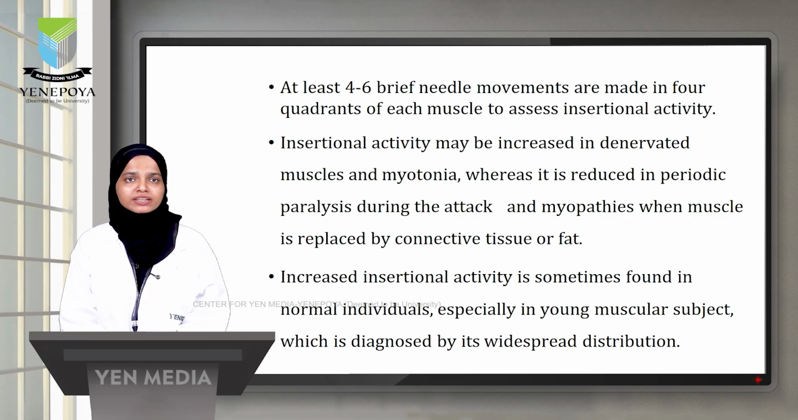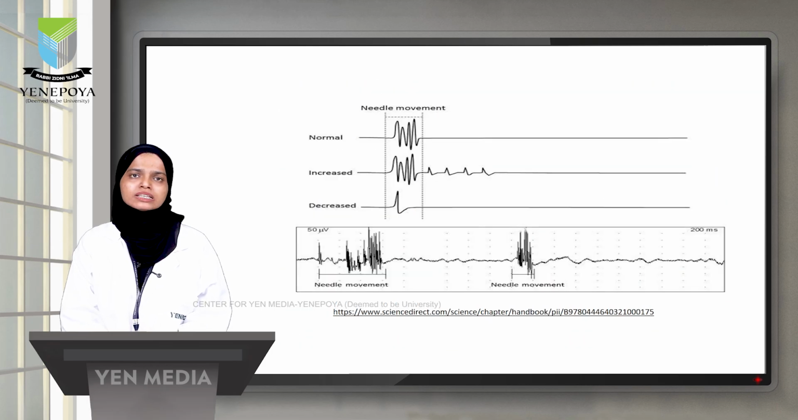Insertional activity may be increased in denervated muscle and myotonia, and it is reduced in periodic paralysis during the attack and in myopathies when the muscle is replaced with connective tissue or fat. We can also see increased insertional activity in normal individuals, especially in young muscular subjects such as bodybuilders. It can be diagnosed if the increased insertional activity is widespread. These are the insertional activities we see in the EMG recording: normal, decreased and increased insertional activities.